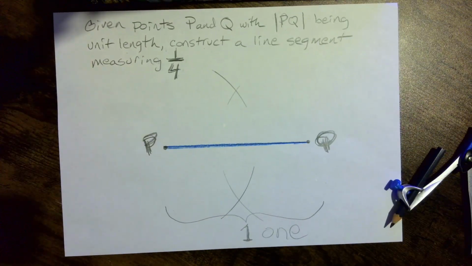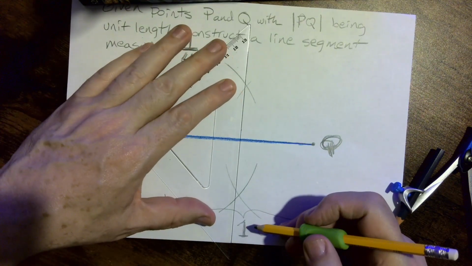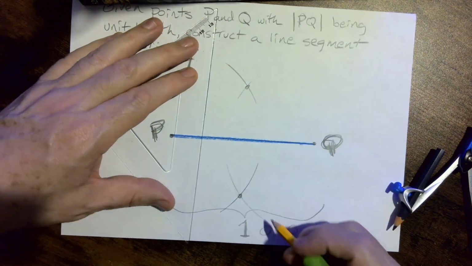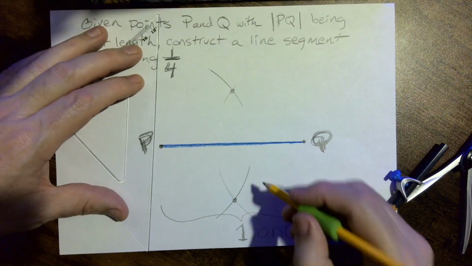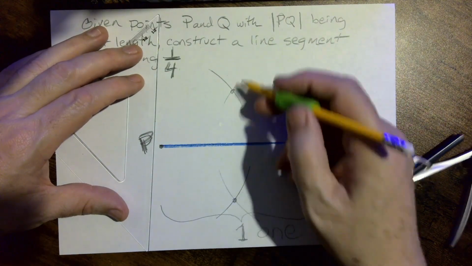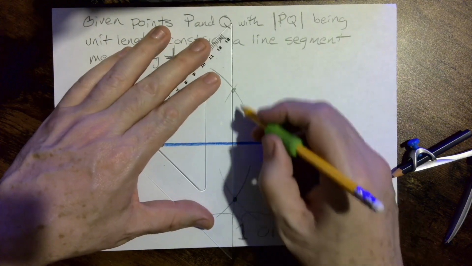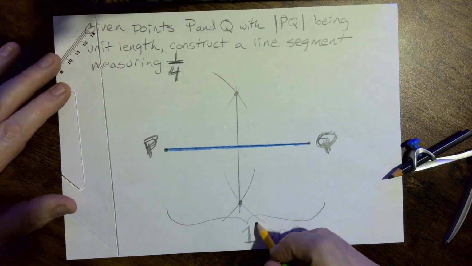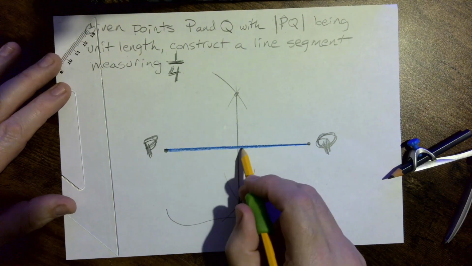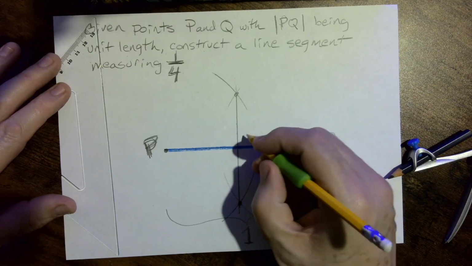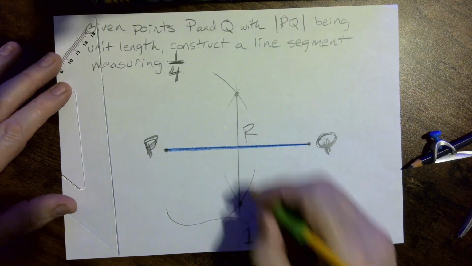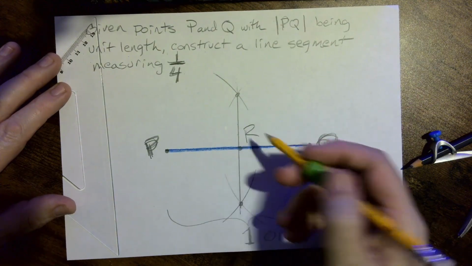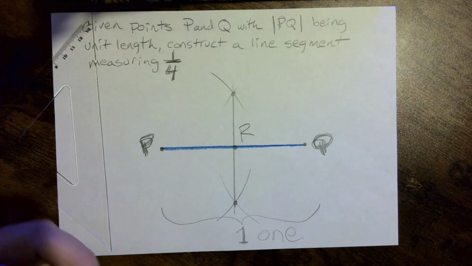Once you've done that, connect these two intersecting points. Those two points are on a perpendicular bisector of PQ. So that is halfway. So I want to find a midpoint between here and here, and we call this R. This point. So this is 1/2.